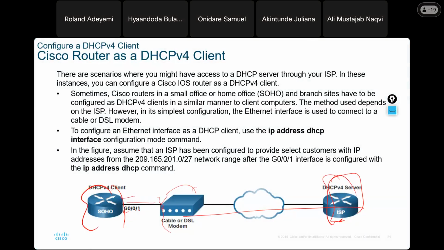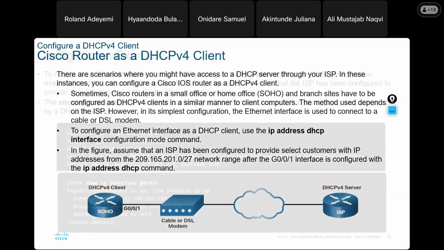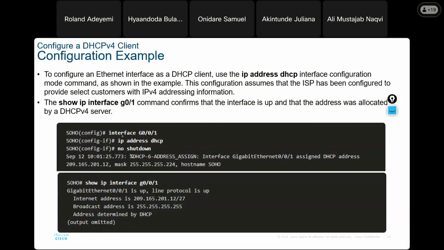But we need to configure this interface to pick an IP address from our service provider. What is the command? It's just to enter that interface and say ip address dhcp. Normally before, when you want to put an IP address on the router, you say ip address, then you put the IP address. But now you don't do that. You just go to the interface and say ip address dhcp, and you say no shutdown, and it will go to the DHCP server. It will send a DHCP discover message and go and look for an IP address.